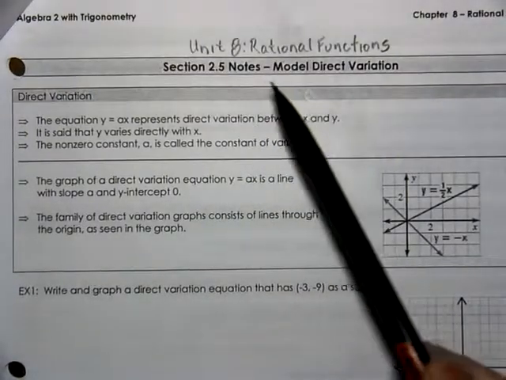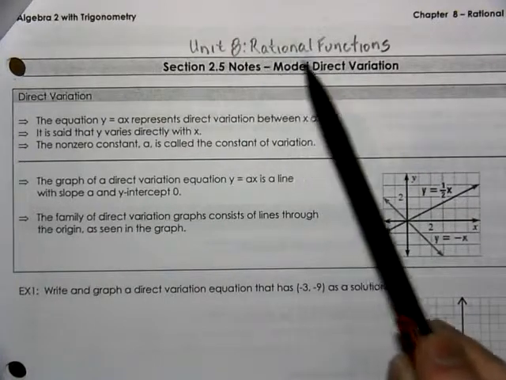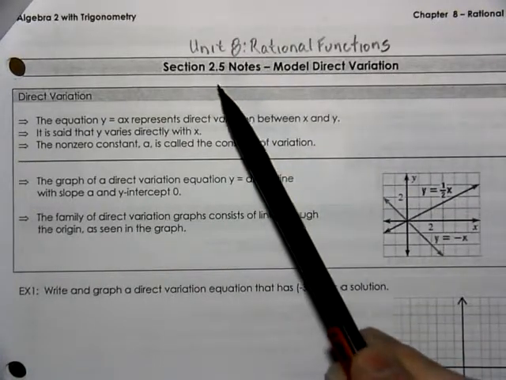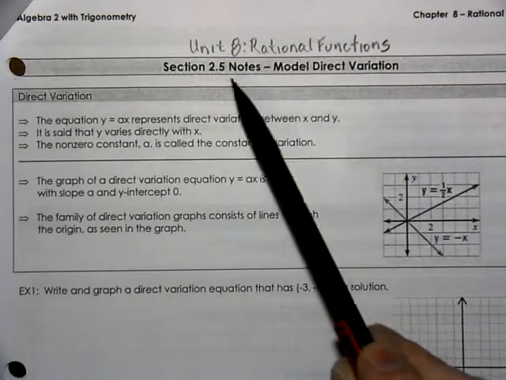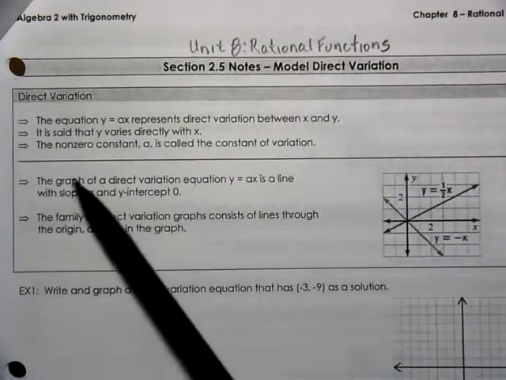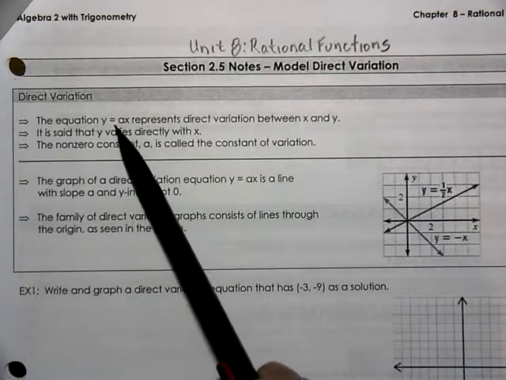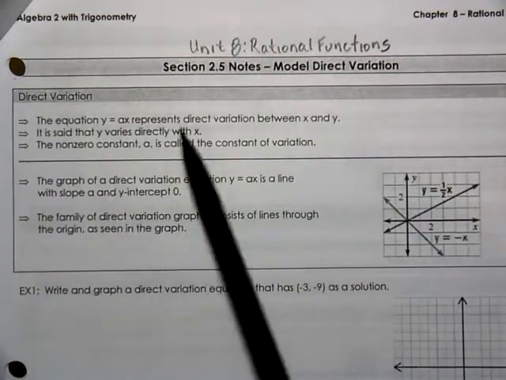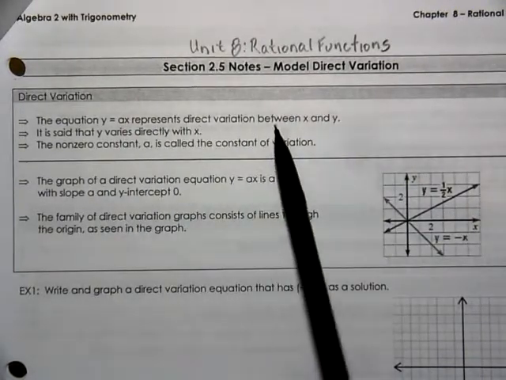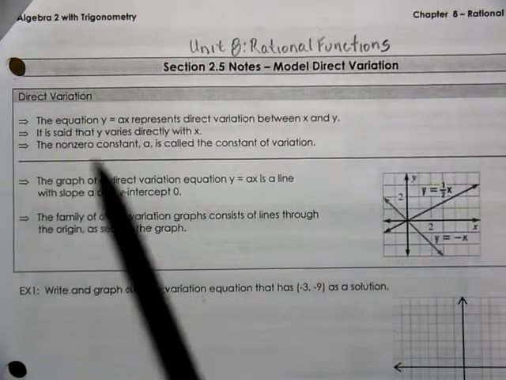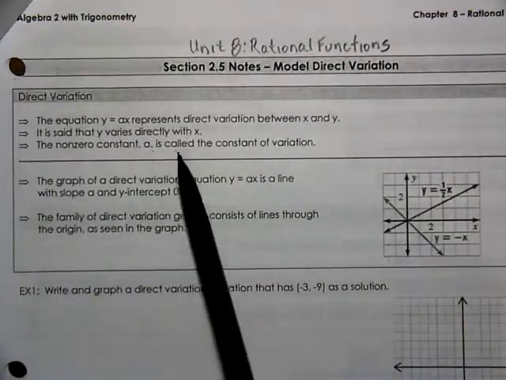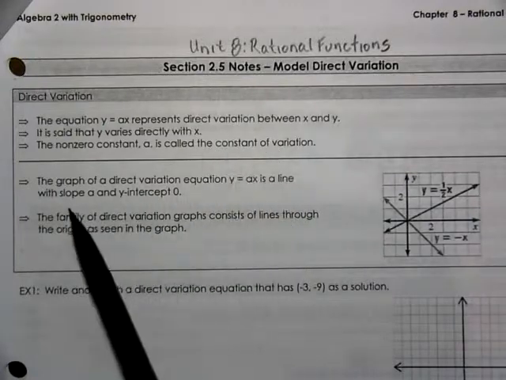In Unit 8, we're going to study rational functions. We're going to start back in Chapter 2.5 and look at direct variation. Notice that the direct variation equation is y equals ax. There's a direct variation between x and y. a is called the constant of variation.